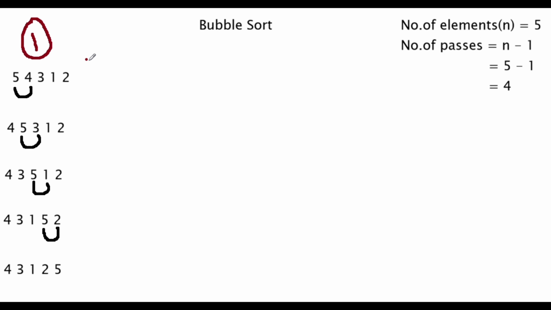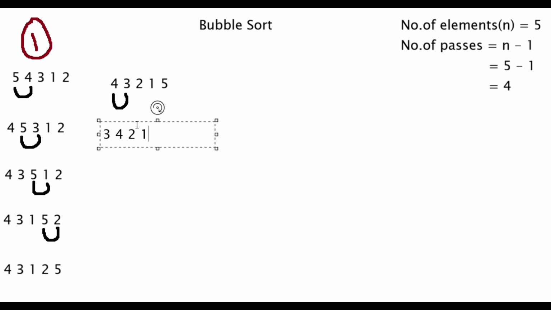And the second thing, if you want to know, we are gonna take the last result, that is 4, 3, 2, 1, 5. So we will compare again. We will compare these two, 4 and 3, whether 4 is greater than 3. Yeah, 4 is greater than 3. So the elements will be swapped again: 3, 4, 2, 1, 5.